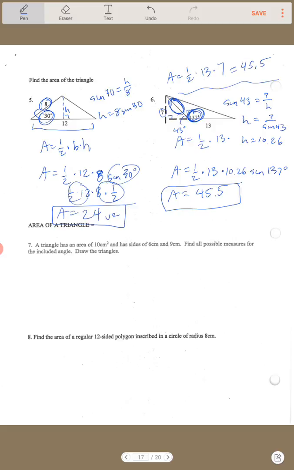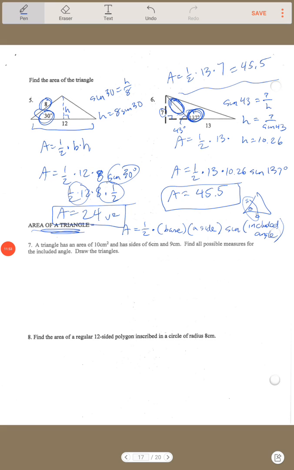So the main idea that we have here in terms of getting the area of a triangle: its area equals half times the base of your triangle times a side of your triangle times sine of the included angle. Okay, that's our basic area of a triangle. You take the base times a side times sine of the included angle. You basically just need these three things to get the area of a triangle. Okay, all right. Let's do number 7 here.